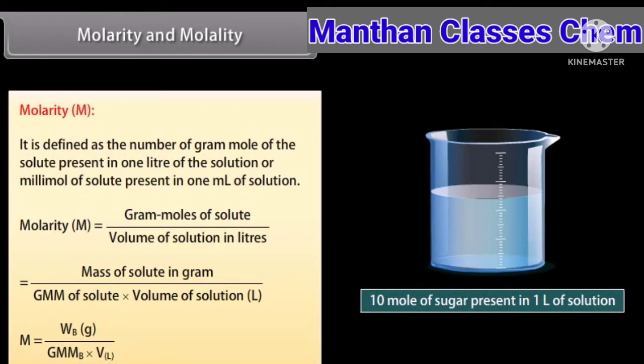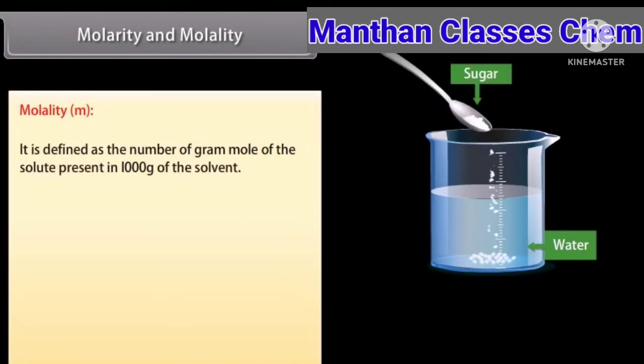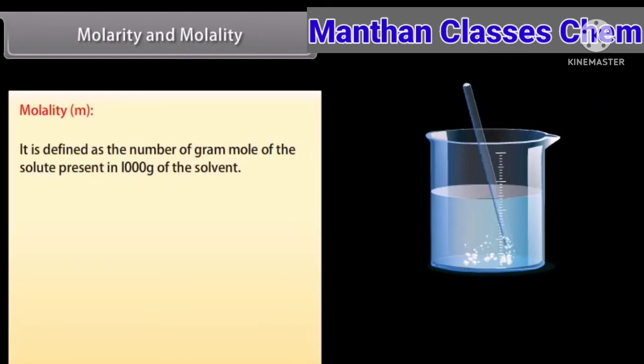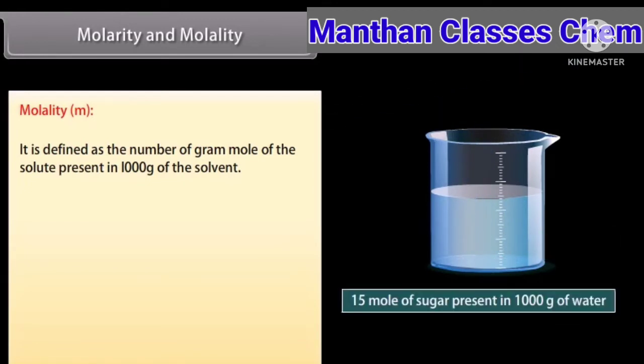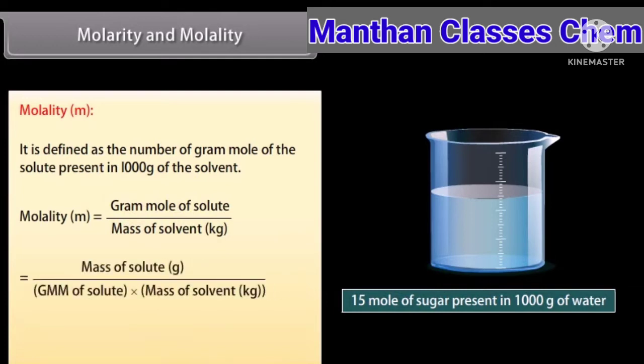A solution having molarity 1 is called molar solution. Molality. It is defined as the number of gram mole of the solute present in 1000 gram of the solvent. It is represented by small m. Mathematically, molality is represented by small m is equal to Wb in grams divided by product of gram mole mass of B and Wa in kilogram.